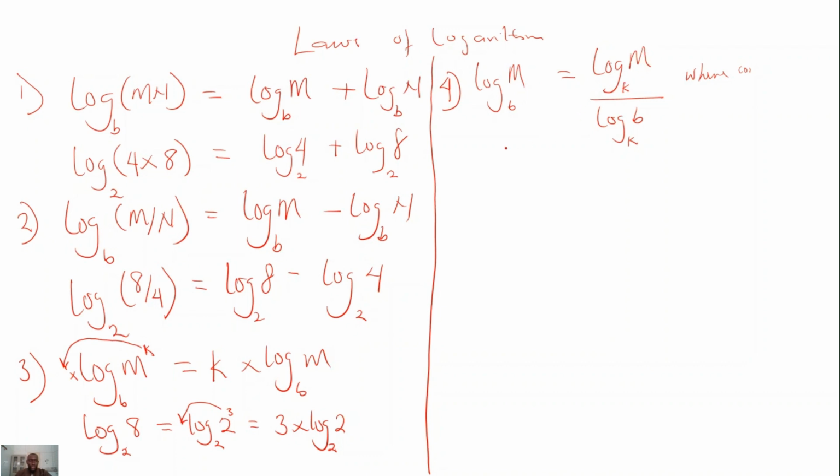Now the next law we'll talk about is when you have a logarithm of x to base x, meaning the logarithm of a number into the base of the same number. This is equal to 1. That's the rule. Rule number 6: when you have logarithm of 1 into any base, it is equal to 0.